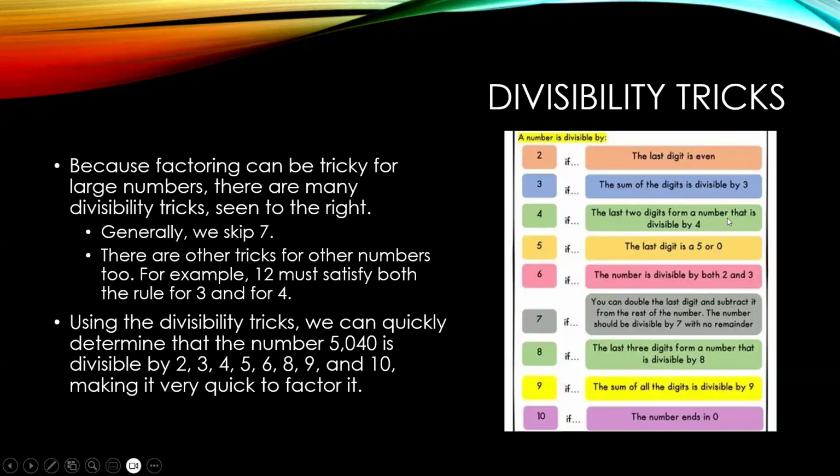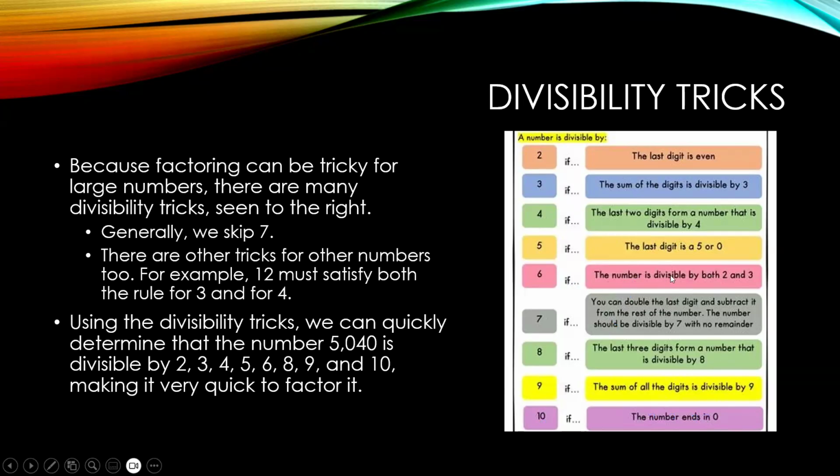4 is if the last 2 digits form a number that is divisible by 4. 8 is if the last 3 digits form a number that is divisible by 8. You could actually continue that on if you wanted to. For both 3 and 9, it's all about adding the digits together. If the sum of the digits is divisible by 3, then the number itself is divisible by 3. If the sum of the digits is divisible by 9, then the number itself is divisible by 9. If the last digit is 5 or 0, then the number is divisible by 5. If the number ends in 0, then it is divisible by 10.